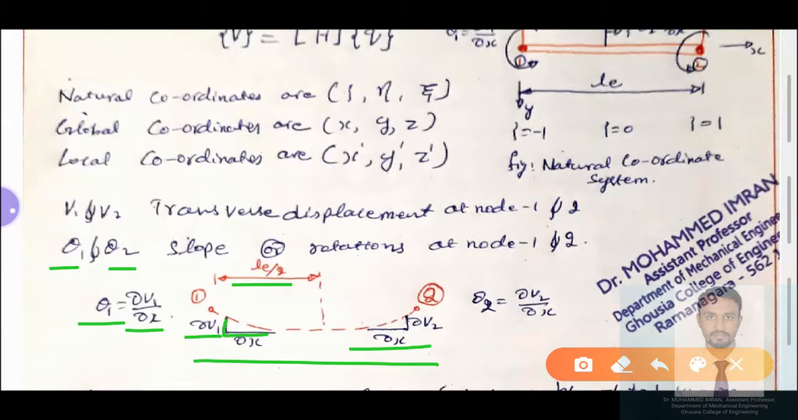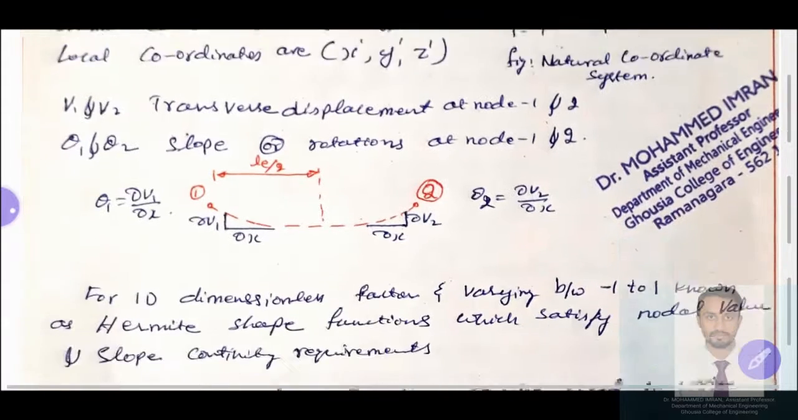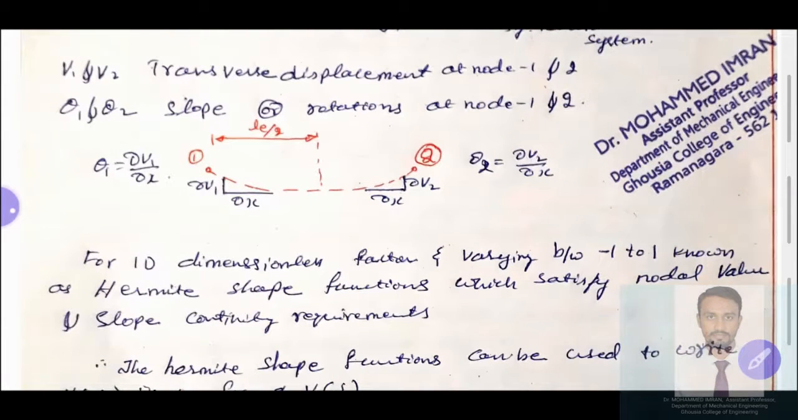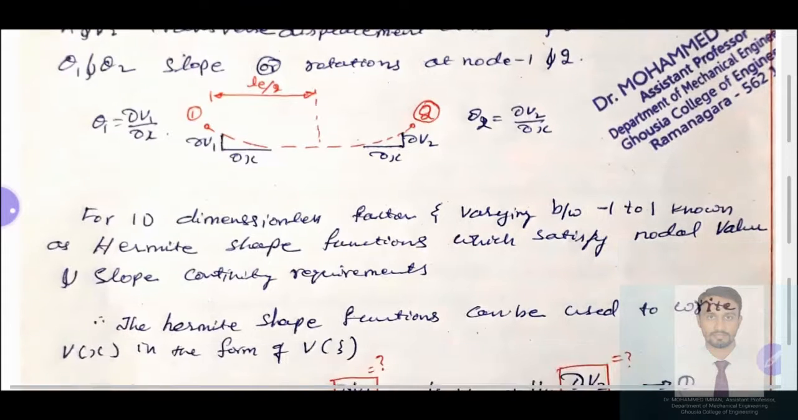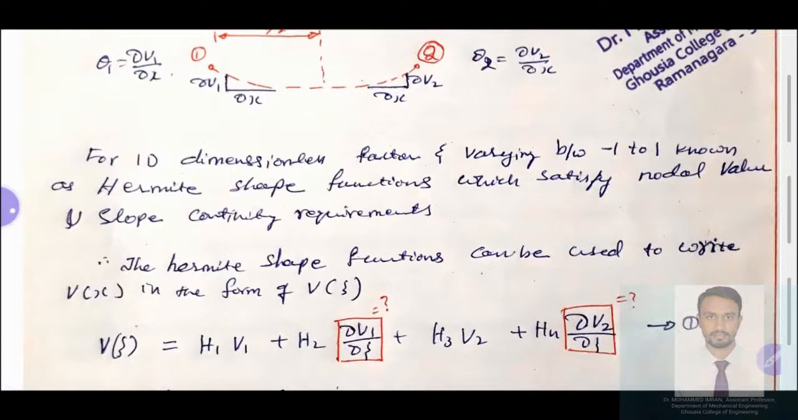The slope is represented as ∂v2/∂x = θ2. Now we have the idea of how rotation takes place in a beam element and how we refer to it as a slope. After getting that idea, now we'll start considering a Hermite shape function.